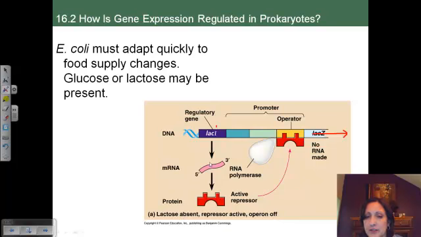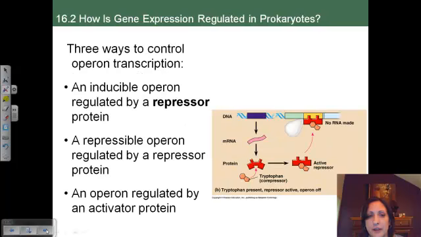And the way the cell does that is this regulatory gene codes for a protein that acts as a repressor. And so that repressor then has a specific binding site to bind to the operator, and it blocks RNA polymerase from binding and transcribing the genes. So then the genes are off.